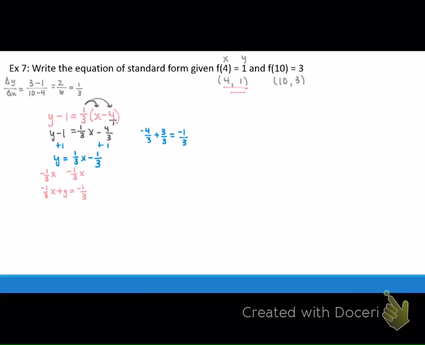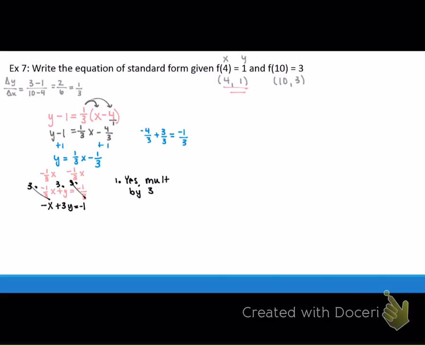Okay, it's time to go through the checklist, Mackenzie, so go through that with me. Number 1, are there fractions or decimals? Yeah. So how am I going to get rid of it? Multiply everything by 3. In this case, the denominators are 3, so we'll multiply everything by 3. So that's negative x times 3 plus 3y equals negative 1.